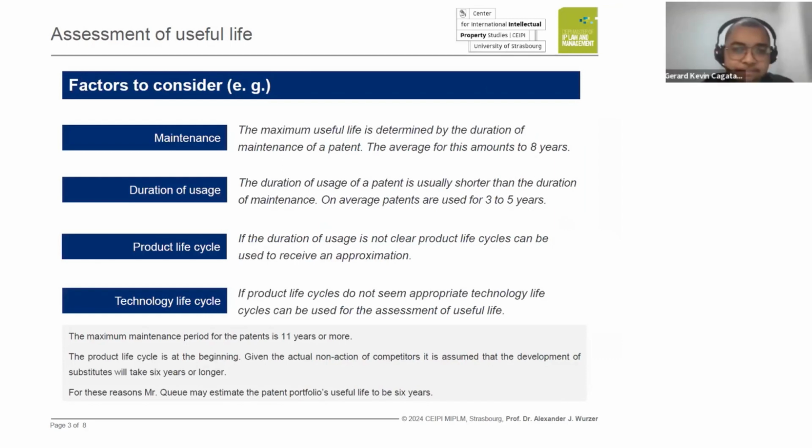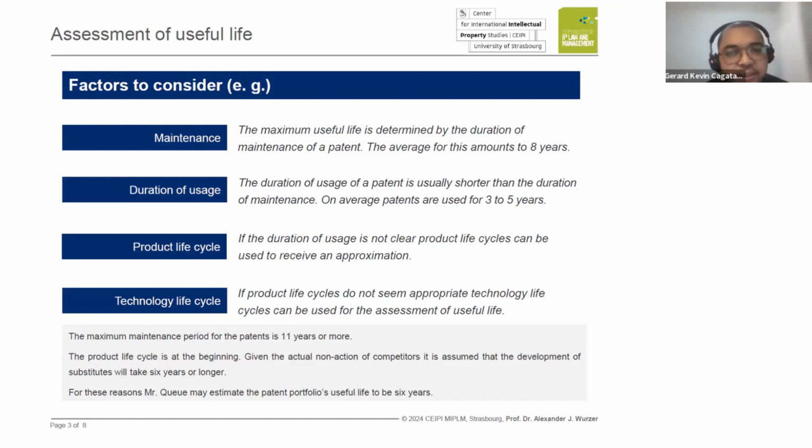Okay, thank you, Anna. To create a proper valuation, we need to understand the context better. So we need to assess the useful life of the patent portfolio using the following factors: maintenance, duration of usage, and if necessary, product life cycle or technology life cycle. The duration of maintenance of a patent is used to determine the maximum useful life.